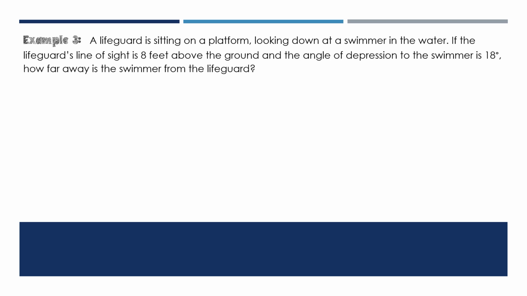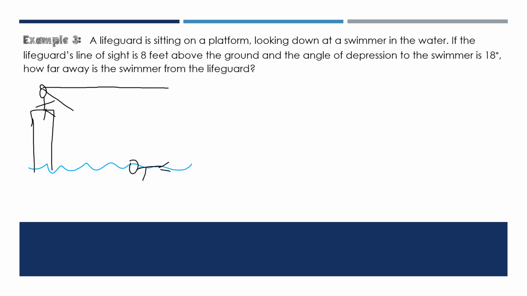All right, so we've got our swimmer down in the water. Okay, let's put our little swimmer down here. And then we've got our lifeguard sitting up in this chair. Here they are up here. Their horizontal is here. Their line of sight is there. So our right triangle is going to look like this. The angle of depression is 18 degrees, so line of sight and horizontal.